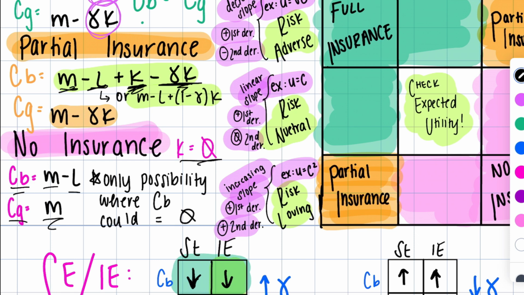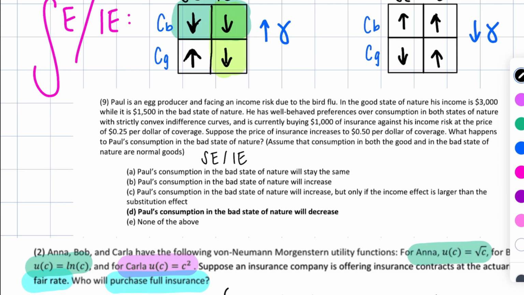This is the only possibility where you might see that your consumption is $0. This tells you you have no insurance, because under both partial and full insurance, you couldn't possibly have $0 because you are covered some amount of insurance. And so you can't be left with $0. However, in the bad state of the world under no insurance, it is possible for you to have $0 because this means that your income is the same as your loss. You lost all your money and you had no coverage. So if you ever see $0, it's no insurance.